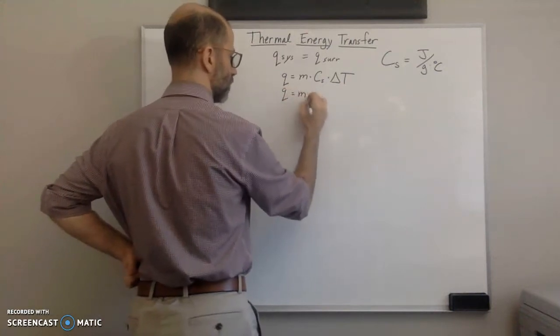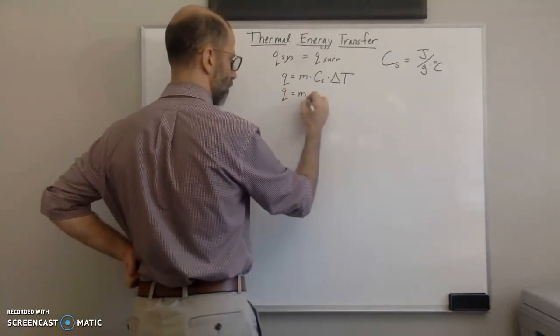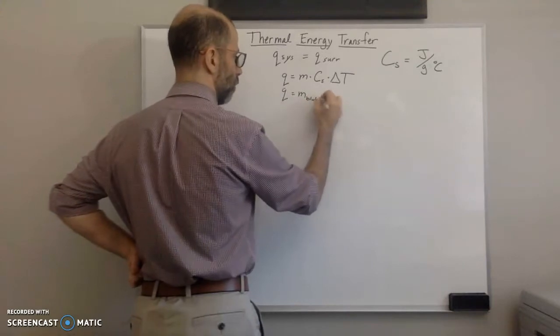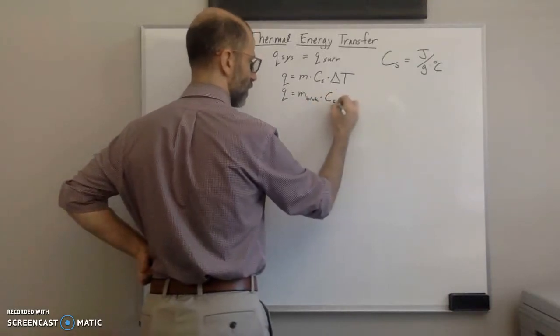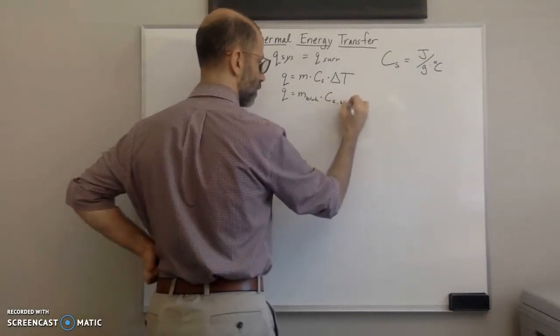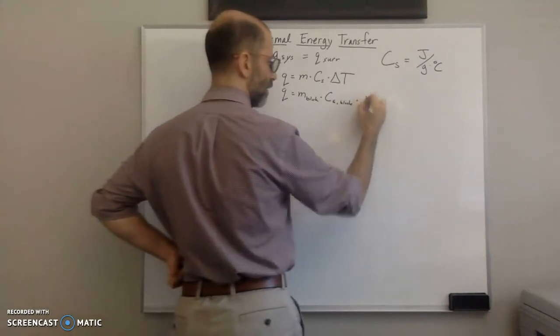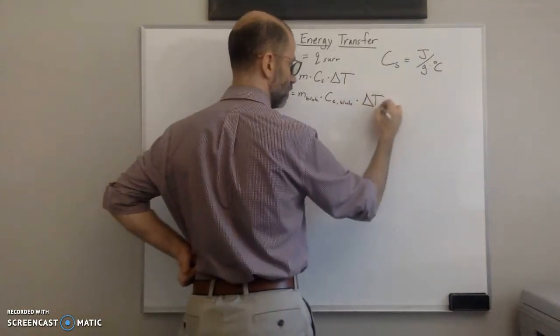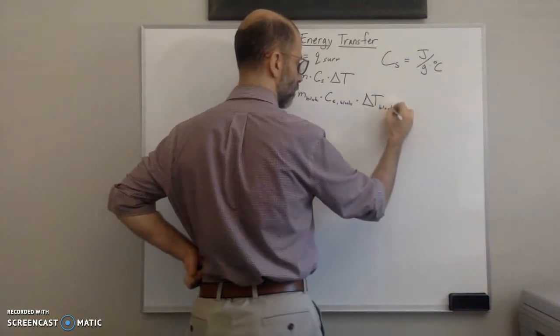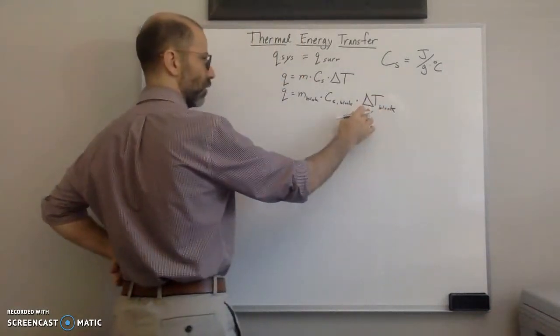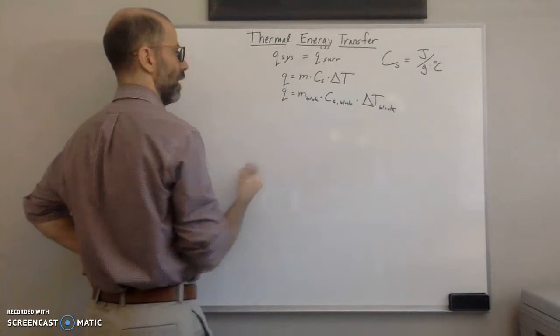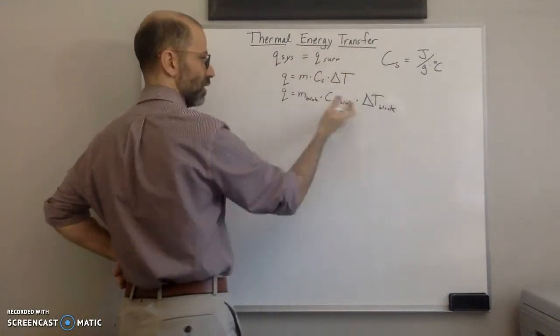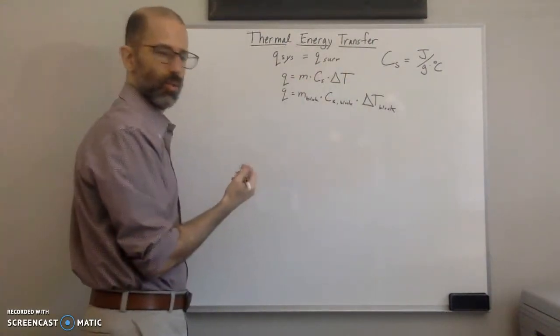equal to the mass of the block, multiplied by the specific heat of the block, multiplied by the temperature change of the block. So remember, final minus initial. And then for the surroundings, which in my hypothetical is the water.